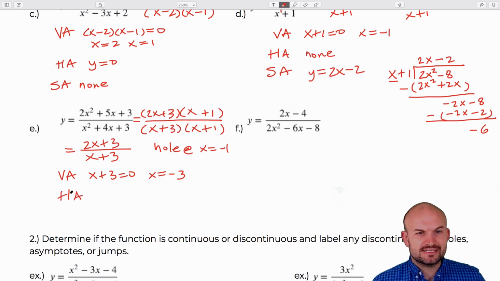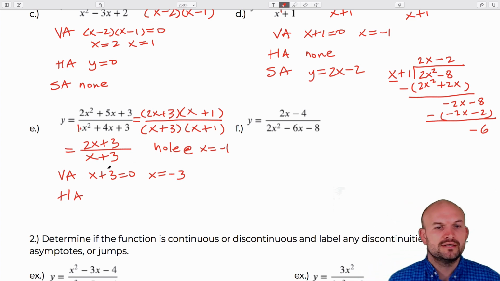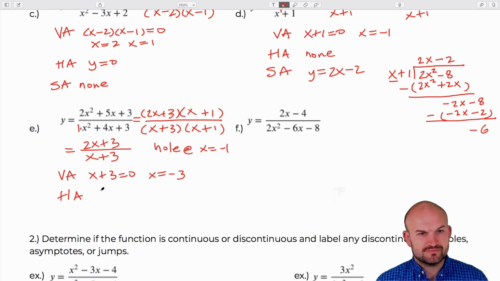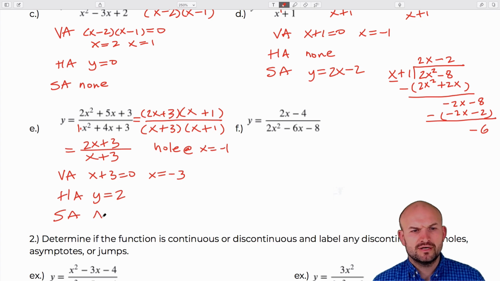As far as the horizontal asymptotes go, we can just go back to our original equation here and see that since my degrees are exactly the same, I have a numerator over another numerator. So therefore, my horizontal asymptote is going to be y equals 2. And since we have a horizontal asymptote, we're not going to have a slant asymptote.